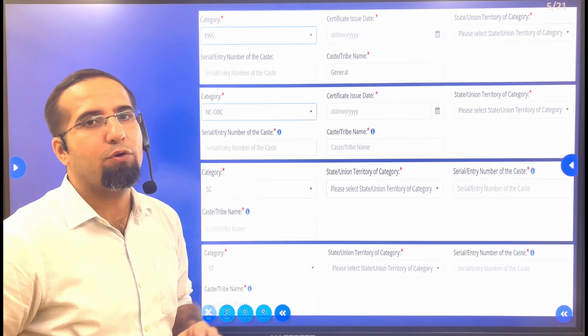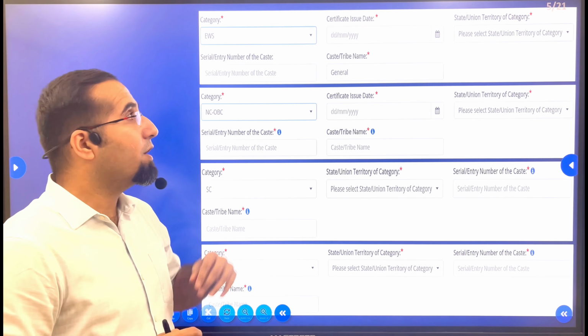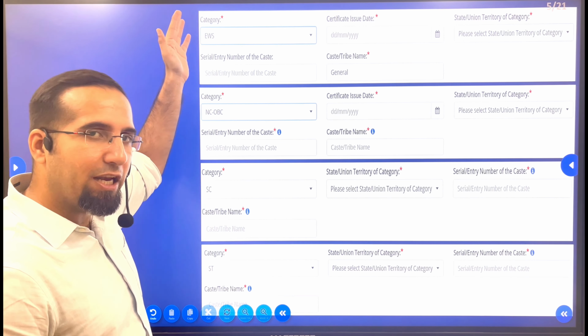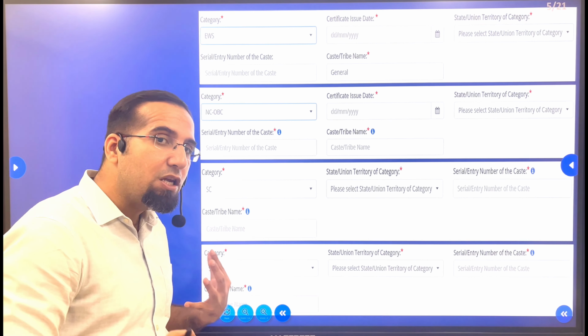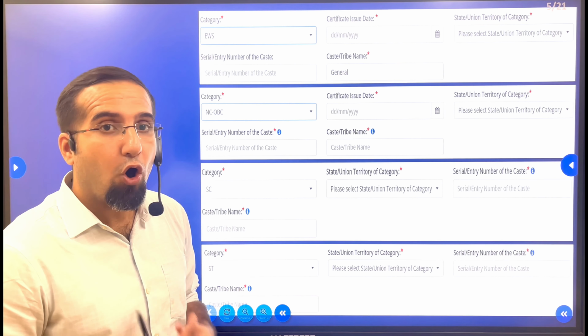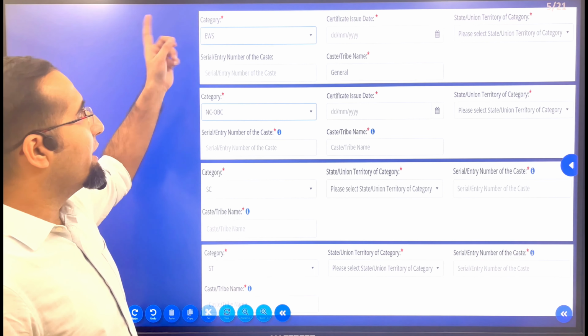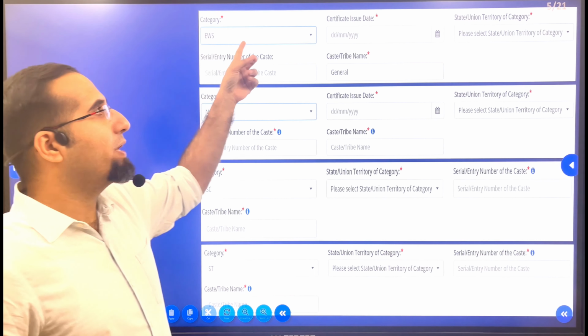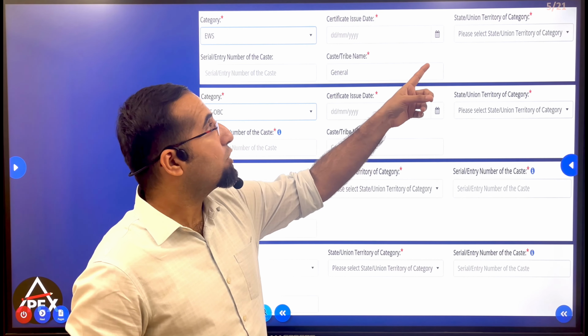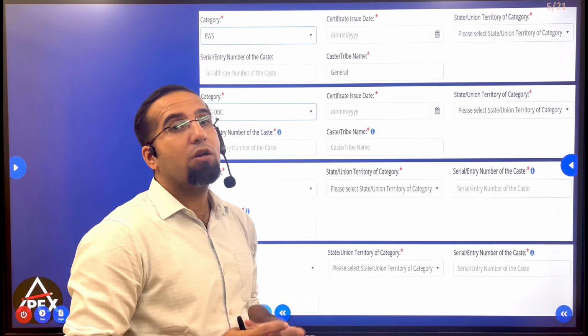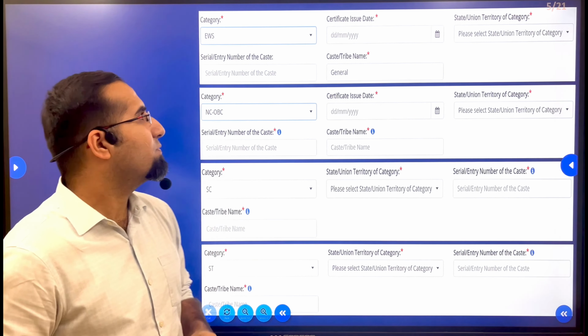You keep moving ahead if you are mentioning general, but if I'm showing either I'm falling under EWS, NCOBC, SC or ST category, we need to show them valid proofs or valid documents, right? So EWS category, now we need to ensure that the certificate issue date is also mentioned, the state or union territory, and the caste or tribe name is also important. You can mention as it is mentioned in your certificate.